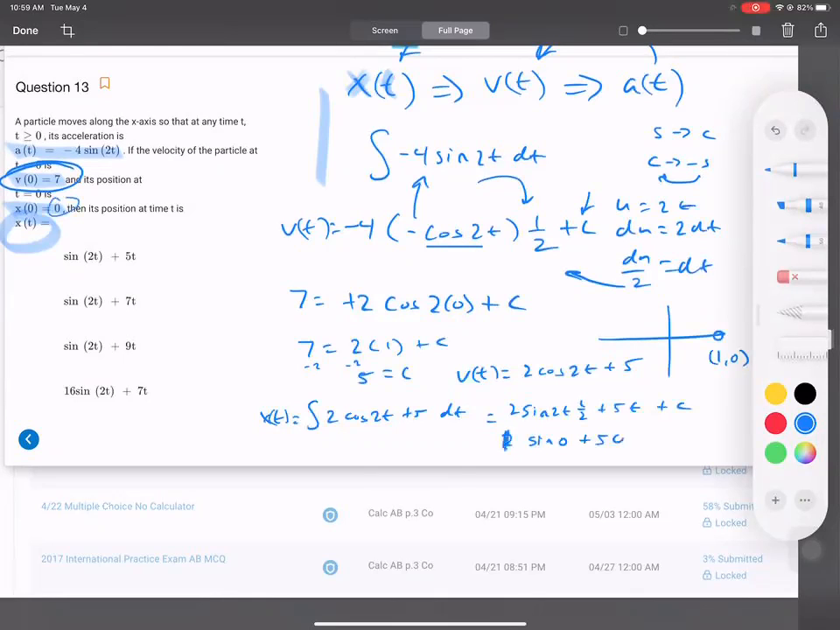Plus 5 times 0 plus c is equal to, we said that's equal to 0. Now remember the sine of 0 is 0. So c is equal to 0. Our answer is 2 sine, oh, sorry. The 2 divides out, right? So it's just sine of 2t plus 5t.